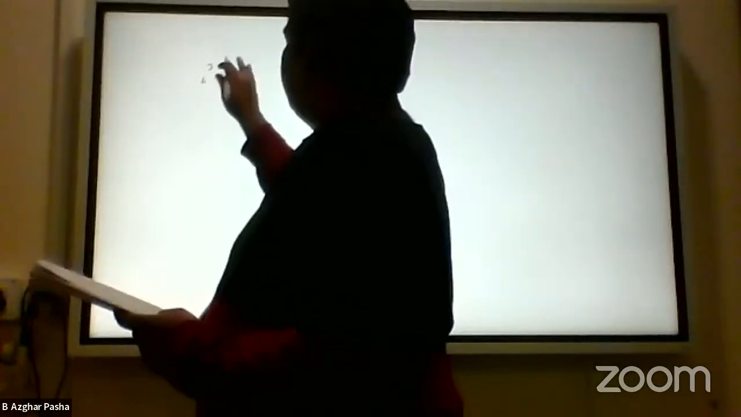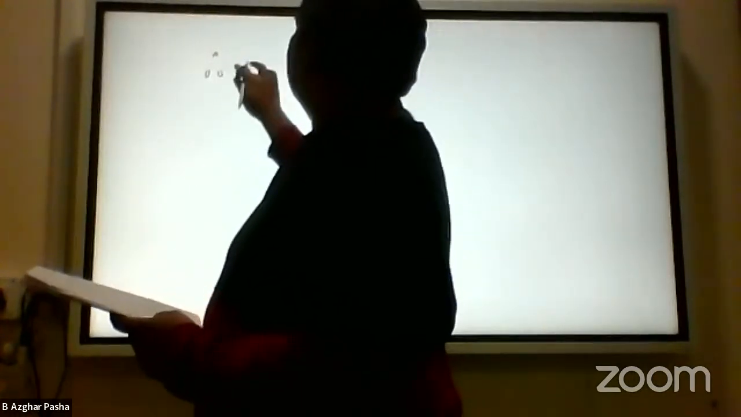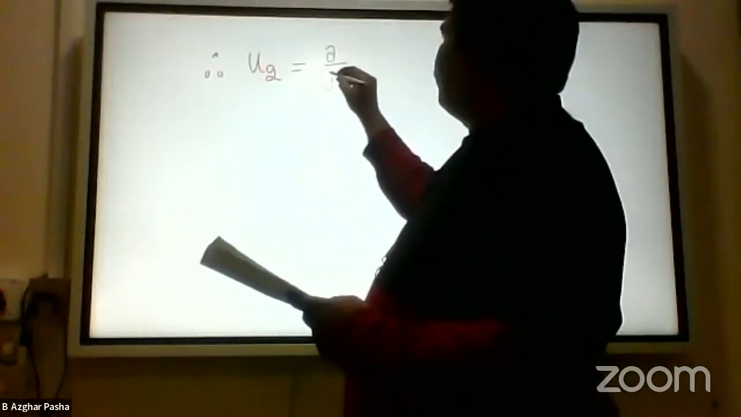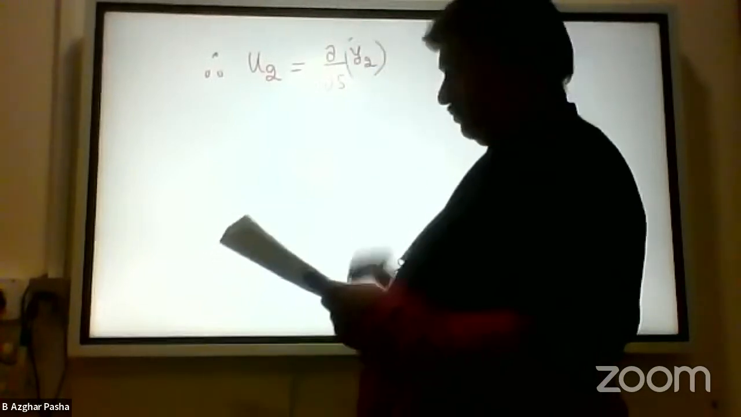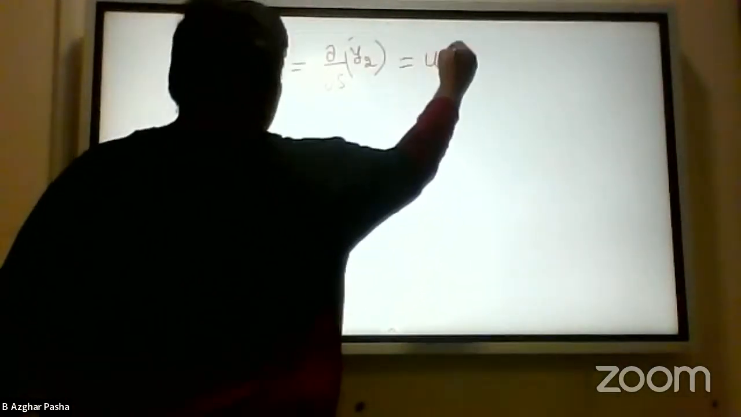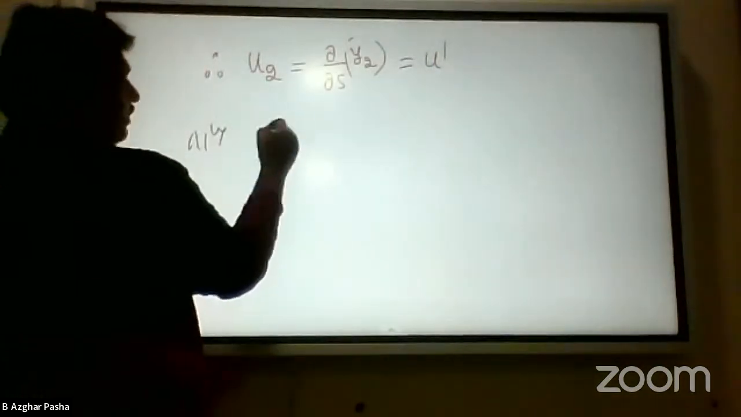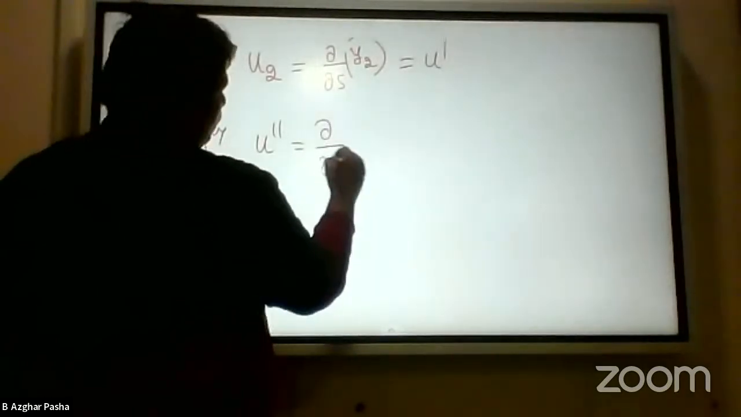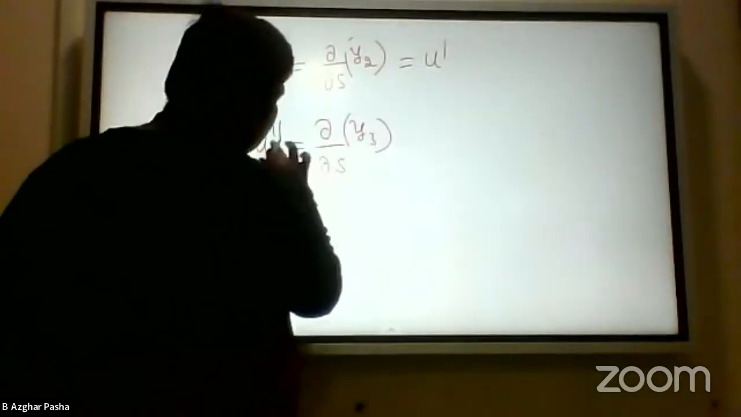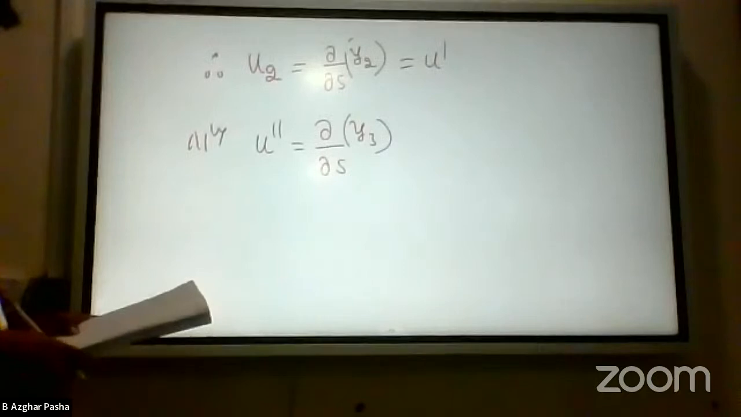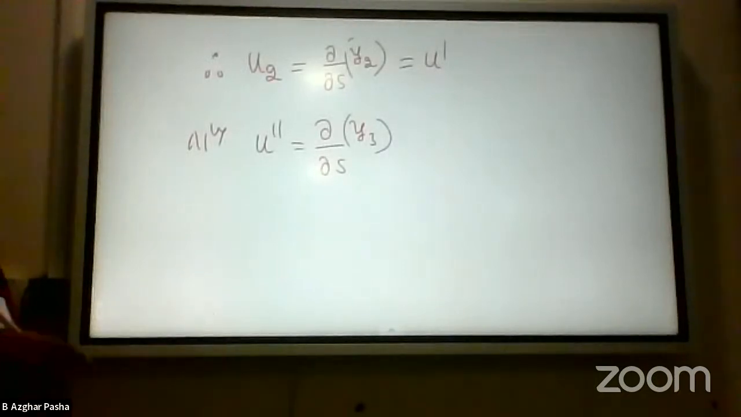Therefore, u2 is equal to ∂/∂s of y2, which is nothing but u'. Similarly, I can find u''. U'' is equal to ∂/∂s of y3. Increase the suffix, that's it. U' is ∂y2/∂s, u'' is ∂y3/∂s, and so on.